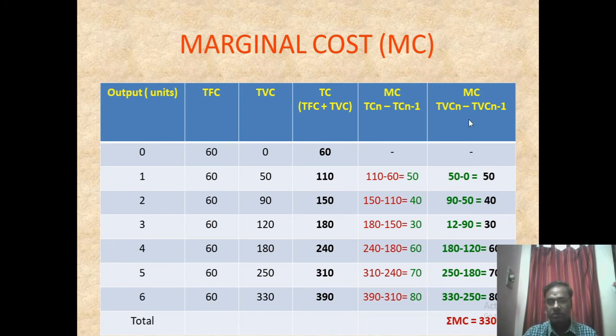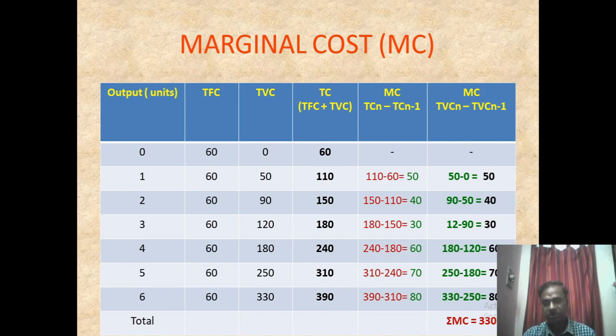Then MC can be calculated another way with the help of TVC. This is the TVC column. You see here 50 minus 0, 50. 90 minus 50, 40. 120 minus 90, 30. Likewise, we can calculate MC. We will get the same answer. There is an advantage of calculating MC with the help of TVC that we will see later while discussing the numerical examples.